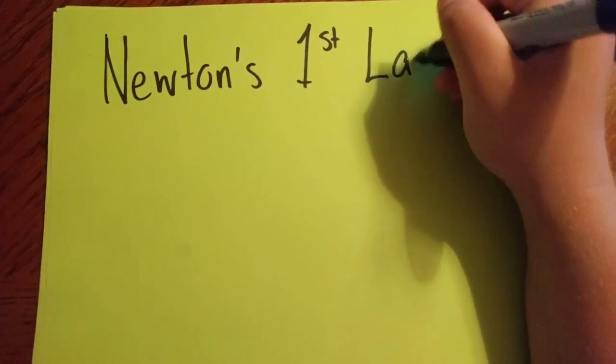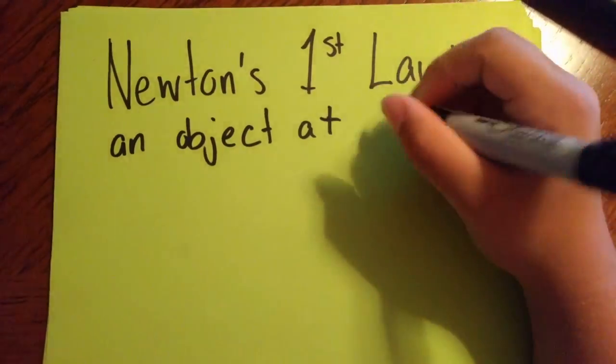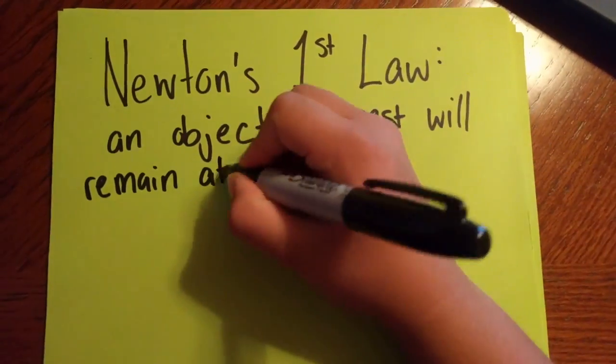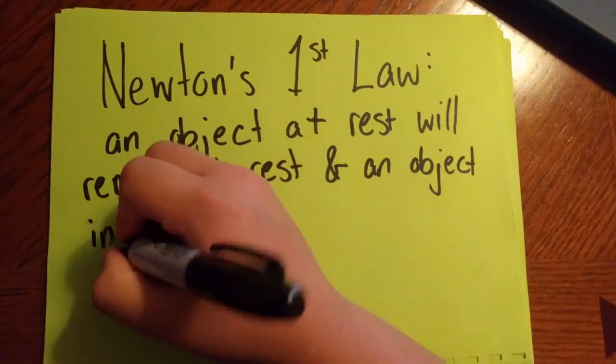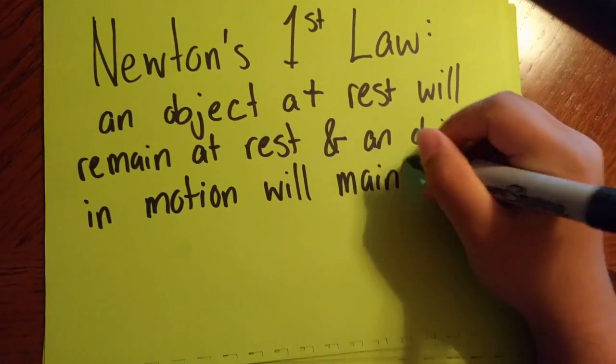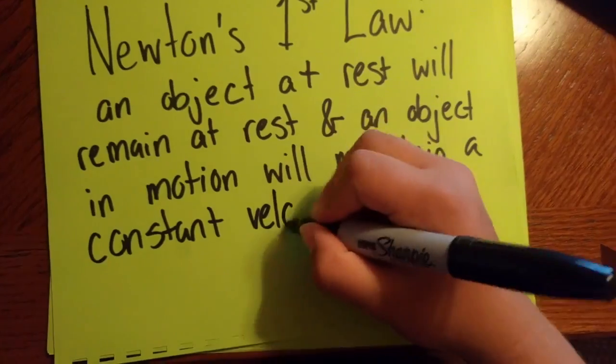Newton's first law states that an object at rest will remain at rest, and an object in motion will maintain a constant velocity unless acted upon by a net external force.